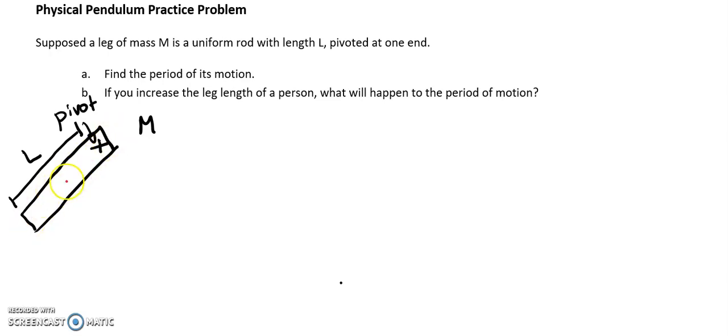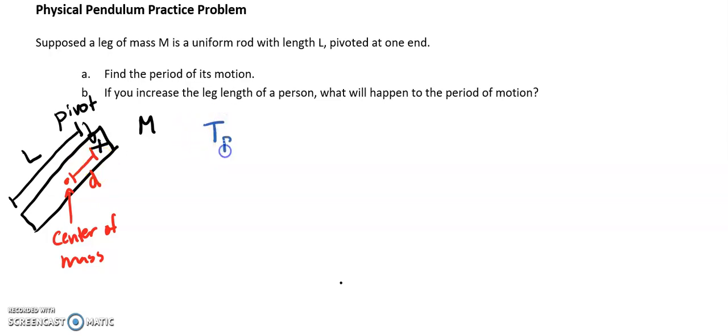Makes our life easier. So the center of mass is going to be right in the middle. So that is going to be center of mass. And again, D, which we talked about in our equation, is your distance from the center of mass to your pivot point. So I will go ahead and label that on my picture. Cool.